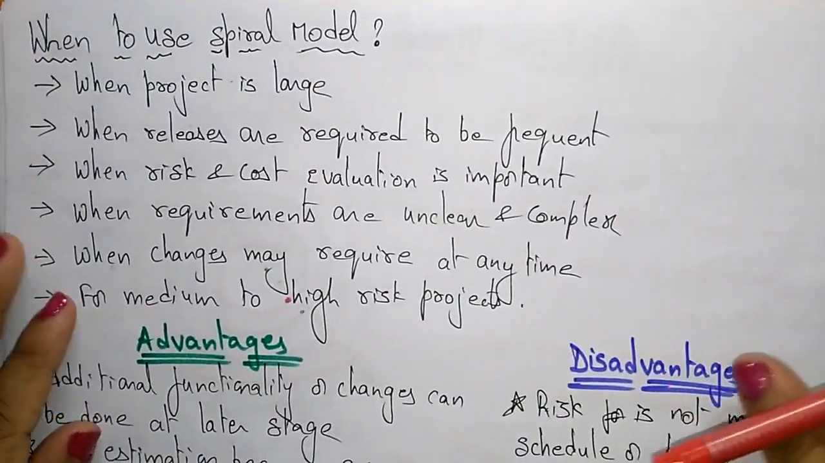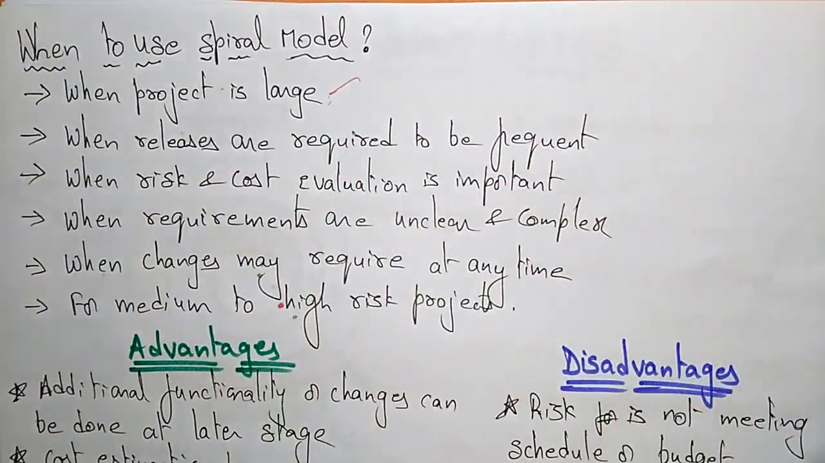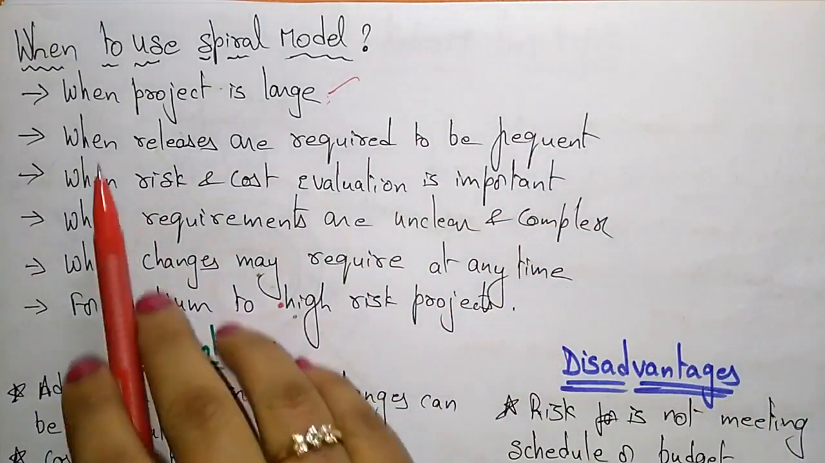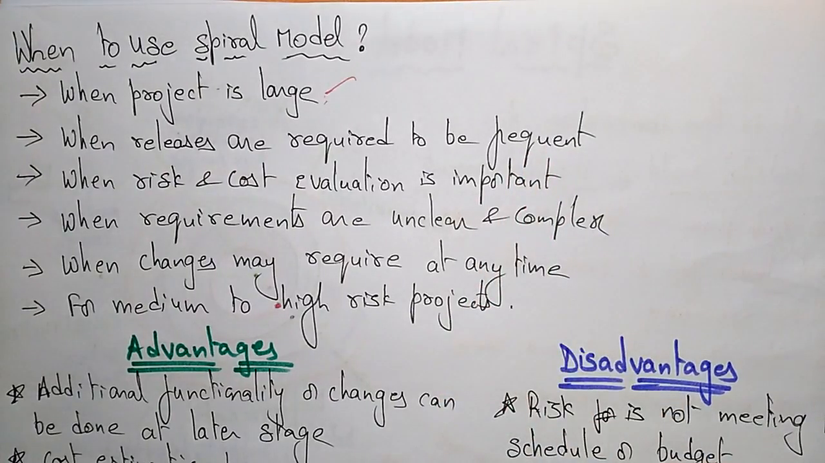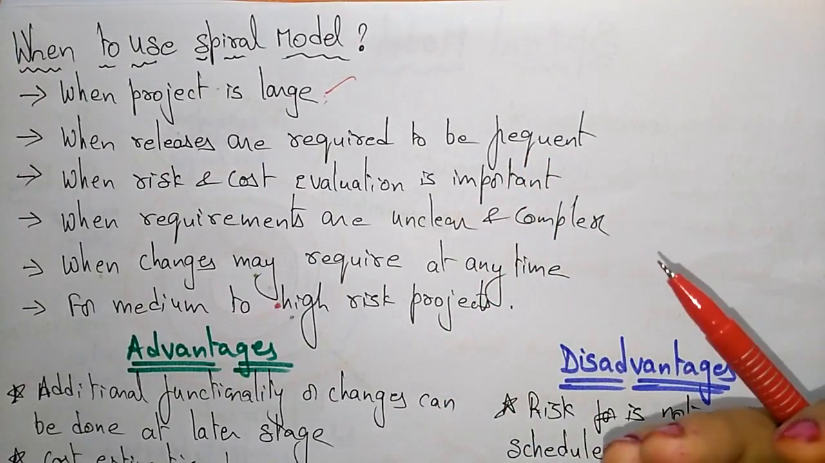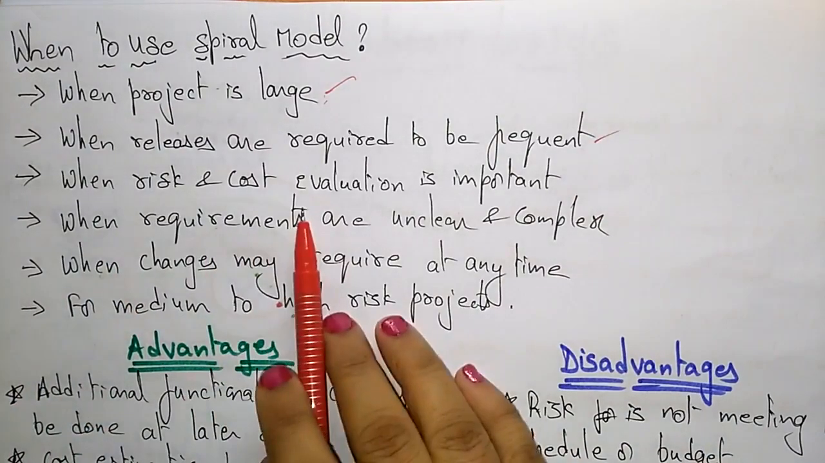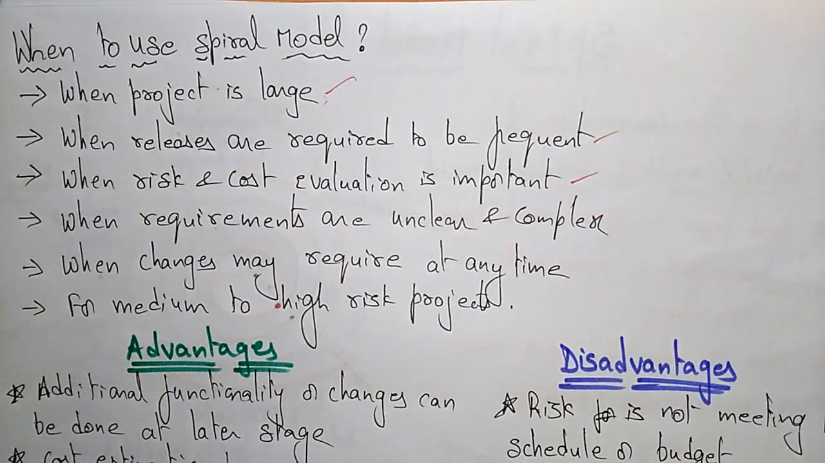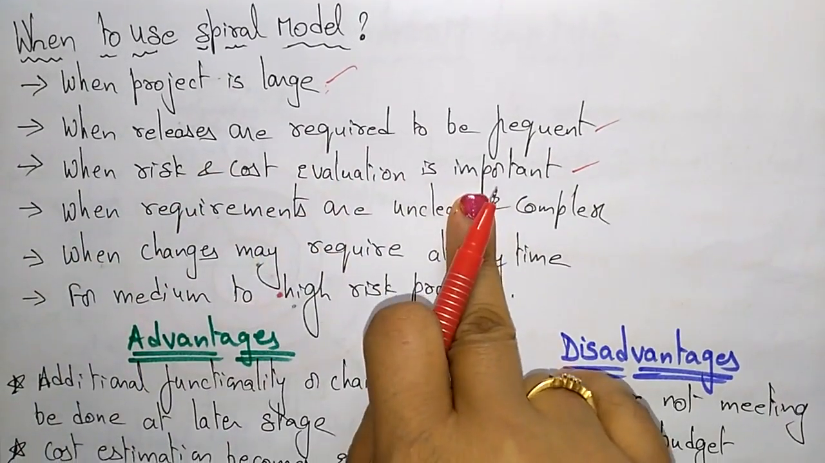When are we going to use a spiral model? When you are dealing with large projects, go for the spiral model. The best way is to go for the spiral model if you are dealing with large projects. When releases are required frequently, then it's better to go for the spiral model. If you want to calculate risk and cost evaluation every time, then it's better to go for the spiral model. The spiral model is used when risk and cost evaluation is important.